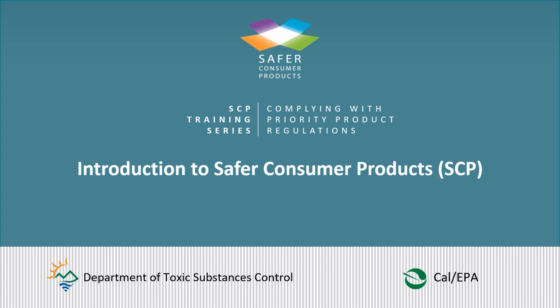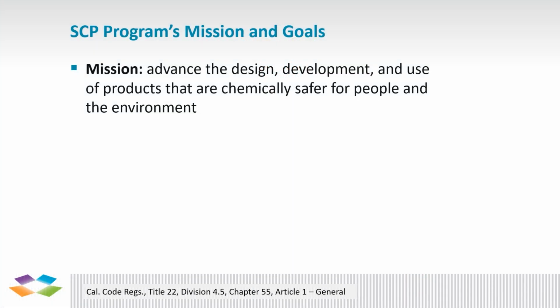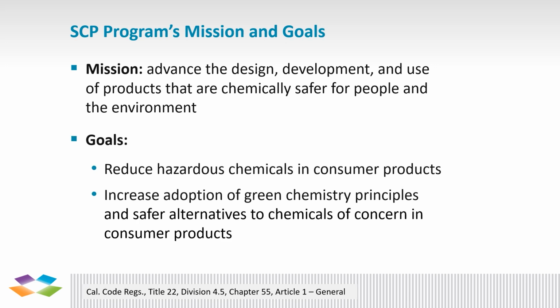in our training series. Our mission here at SCP is to advance the design, development, and use of consumer products that are chemically safer for people and the environment. The SCP program aims to reduce toxic chemicals in products consumers buy and use, while also increasing the adoption of green chemistry principles and safer alternatives to chemicals of concern in consumer products.